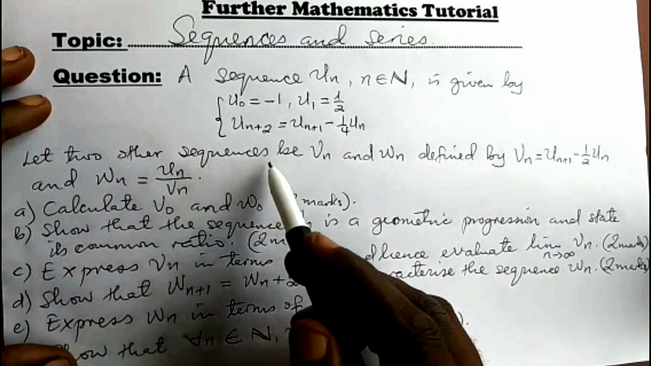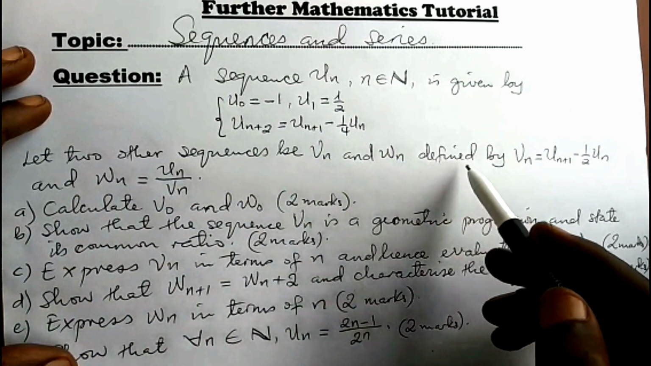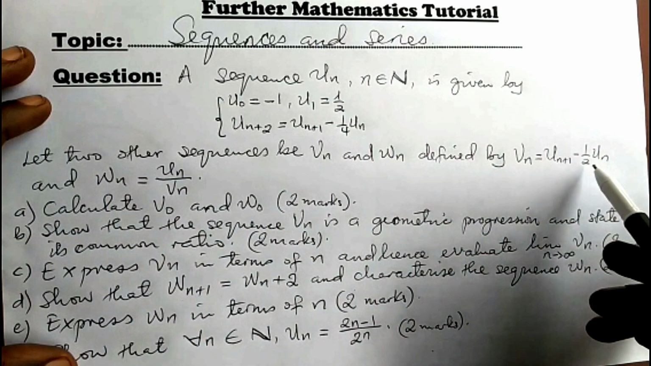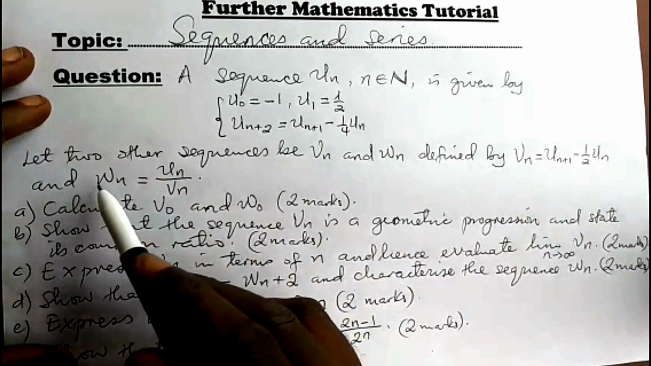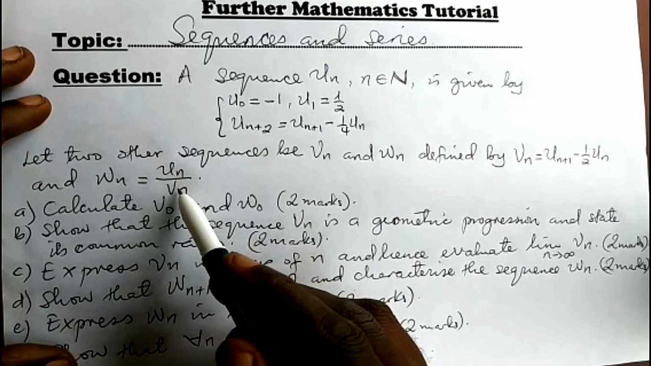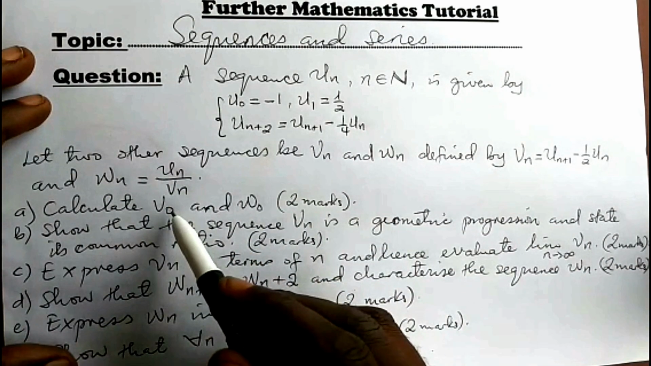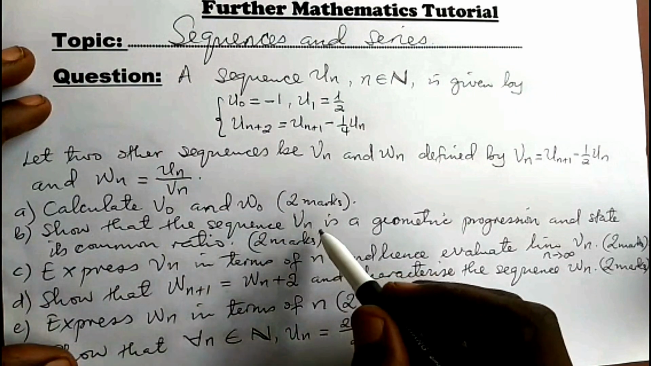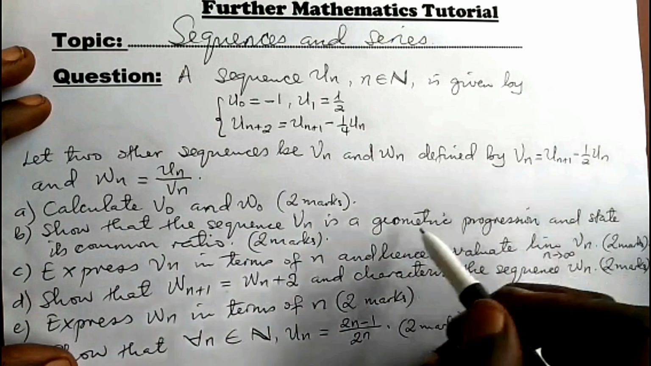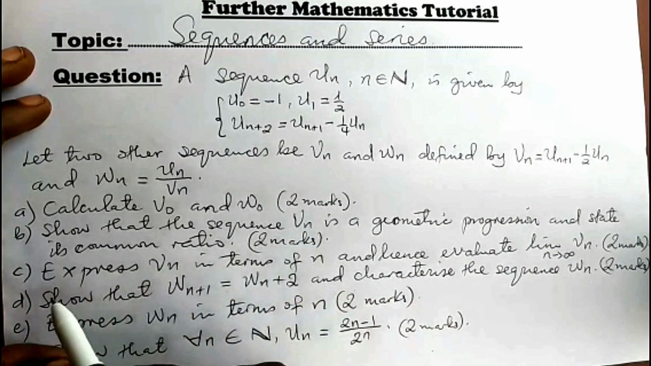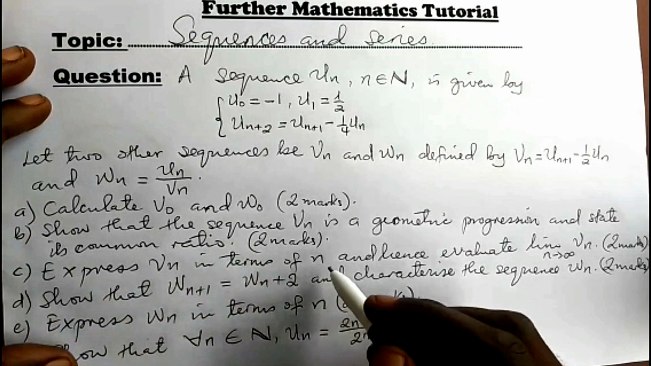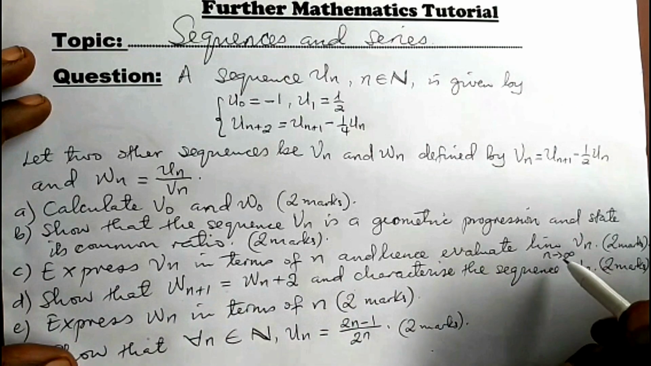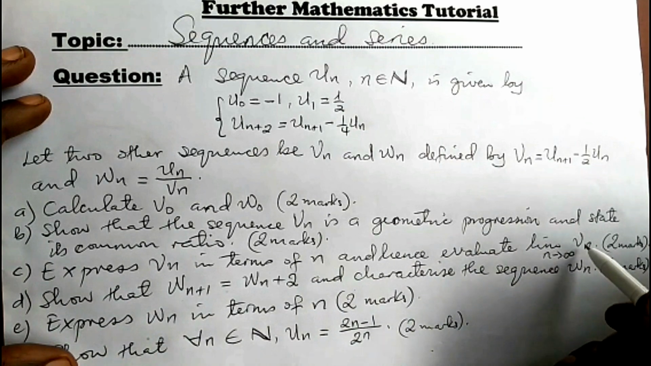Let two other sequences be Vn and Wn defined by Vn equals un+1 minus half un and Wn equals un all over Vn. A. Calculate V0 and W0. B. Show that the sequence Vn is a geometric progression and state its common ratio. C. Express Vn in terms of n and hence evaluate the limit as n tends to infinity of Vn.